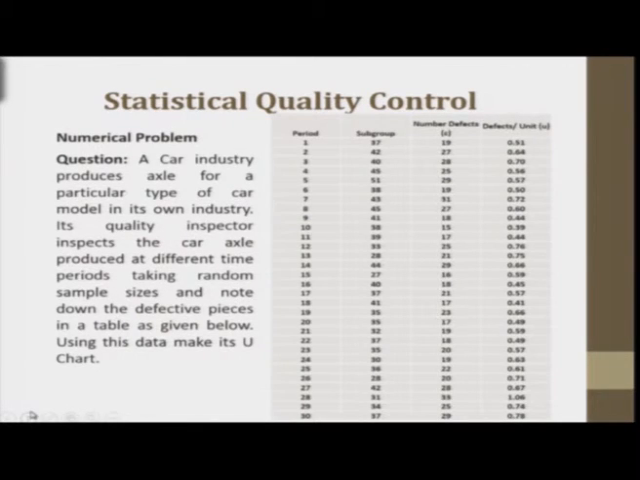So I have a numerical problem here. So similar to C chart, the U chart is used to track the total number of defects per unit. So using this numerical, what is the problem here? A car industry produces axle for a particular type of car model, okay, in its own industry. Its quality inspector inspects the car axle produced at different time periods, taking random sample sizes, and note down the defective pieces in a table given below. So it is tabulated here. Using given data, make a U chart.